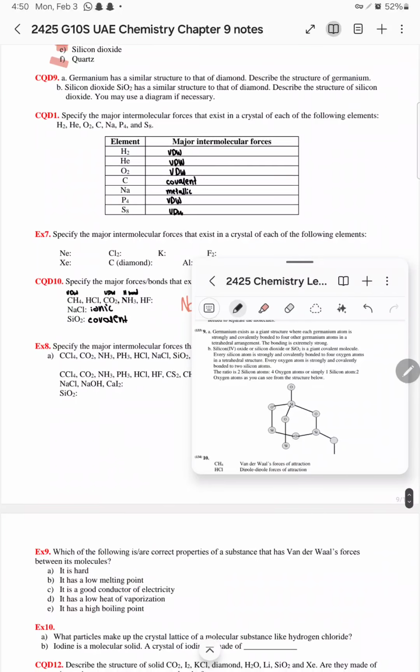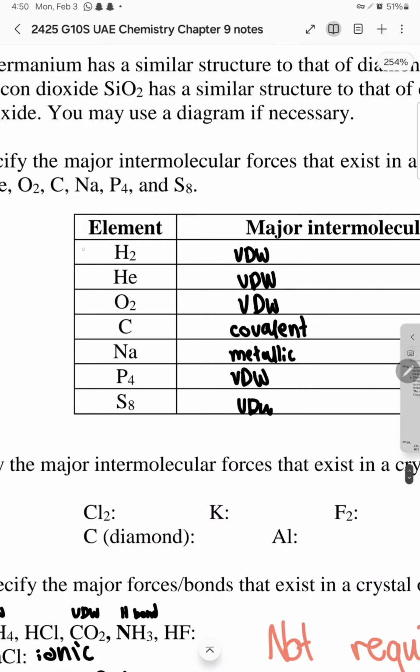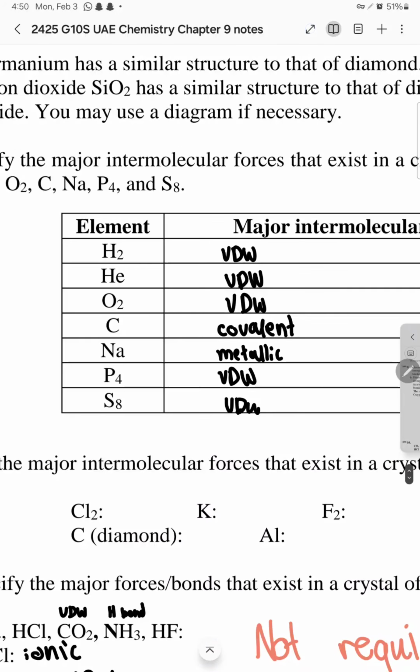In CQD1, they're asking you the intermolecular forces between each in the crystal. Anytime it's a gas or any diatomic gas like H2 or He or O2, it's VDW. C is different because it is a network solid, so it's a covalent bond. Na is a metal, so it forms metallic bonds, but anything other than that, it's always gonna be VDW. Always. Just don't think about it.